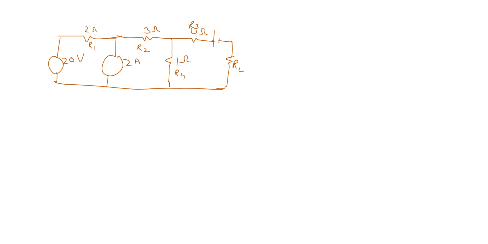Now, since there are three different sources, source 1, source 2, and source 3, I have to consider one source at one time. So I'm using the superposition method to solve for this circuit. Considering the 20 volt source, you consider one source at one time. As per the superposition method, if I'm considering this source, all other voltage sources will be considered short and all other current sources will be considered open, and redraw the circuit.